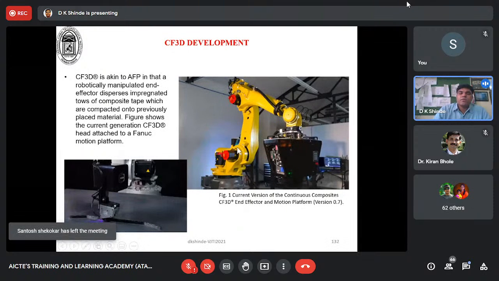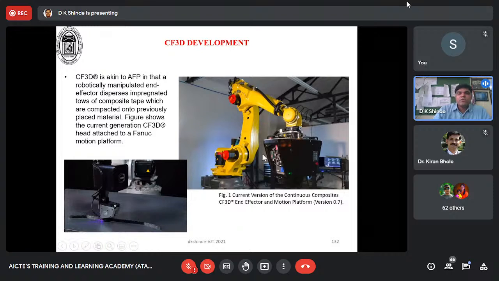These are robots with a complete extruder attached, so you can build very mega structures using such a robotic arm with a big extruder. It is just like a big 3D printer, not a customized box kind of 3D printer. So this is a robotically manipulated end effector depositing impregnated tow or composite tape, which is compacted on the previously placed material over here.